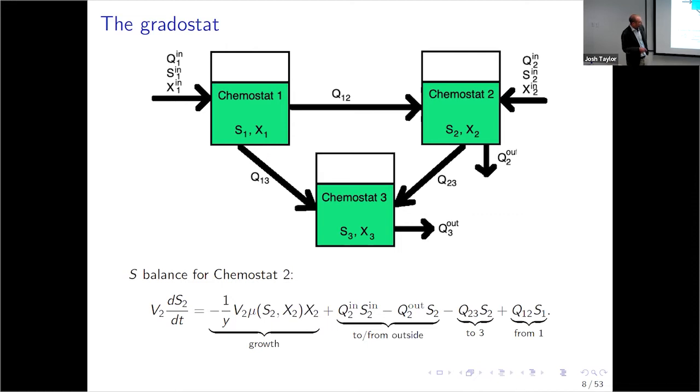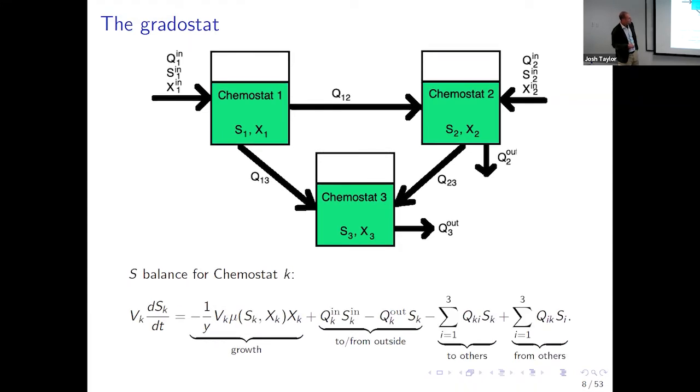So that's the substrate that's leaving chemostat 2 for chemostat 3. So it's just the flow rate times the concentration of 2. And you would imagine in wastewater, this isn't a potential where you have this concentration minus this. It's just flowing. So there's not really much backflow. But that would be diffusion if we had it. And then we've got Q12 bringing in substrate from chemostat 1 to chemostat 2.